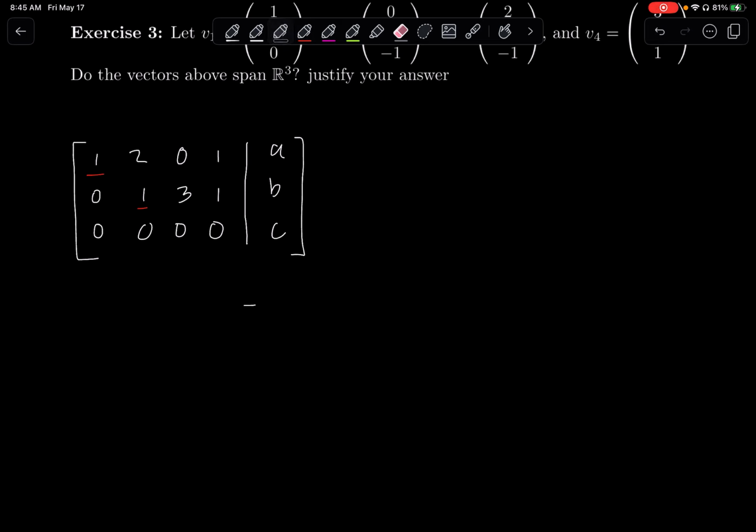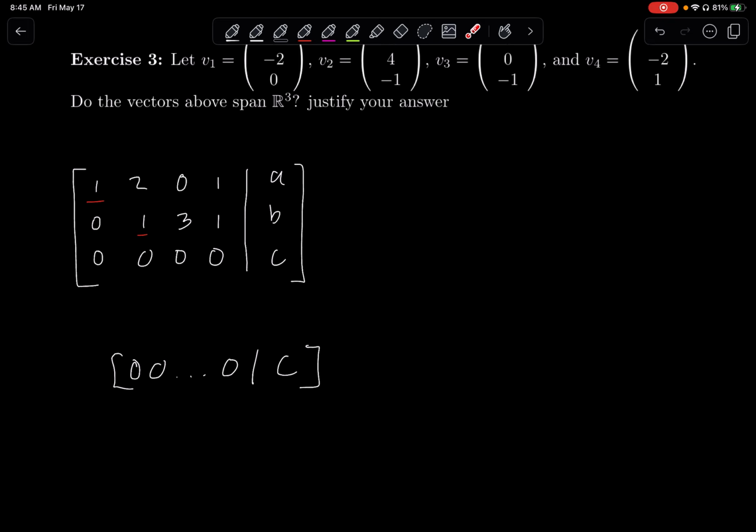0, 0, 0, augmented with some non-zero number. So you get 0, 0, 0, augmented with c. In other words, we get an inconsistent system of equations. That's really bad, because what I'm trying to do is represent every single vector in R3, in this case. What if I try to represent 1, 1, 1 with these vectors? I can't do it, because this row right here would be 0, 0, 0, and instead of c it would be 1.